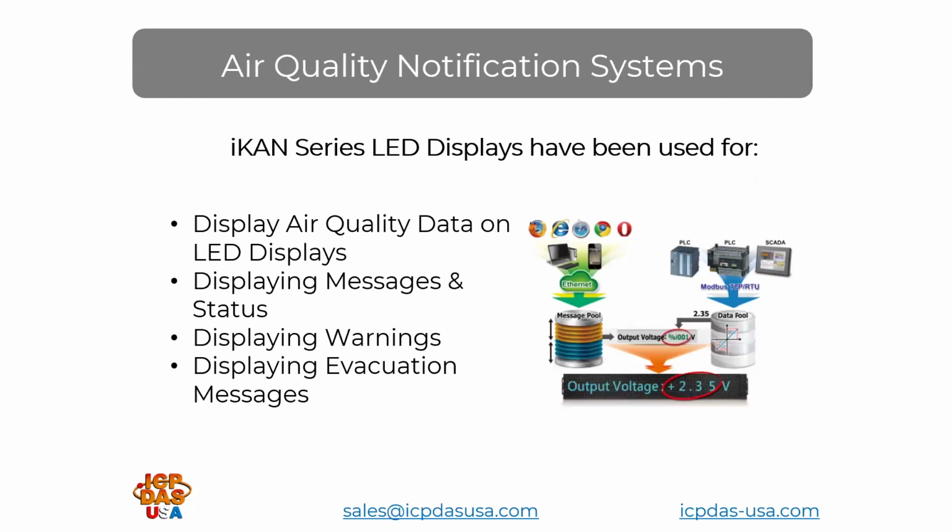The ICP DOS ICAN series is a powerful tool for integrating air quality monitoring and notification systems. By enabling real-time data collection, automated responses, and timely notifications via SMS, email, or app alerts, it ensures quick action to mitigate air quality issues. Whether used to activate ventilation systems or alert staff to dangerous conditions, the ICAN series helps maintain a safe, healthy environment while improving overall air quality management.